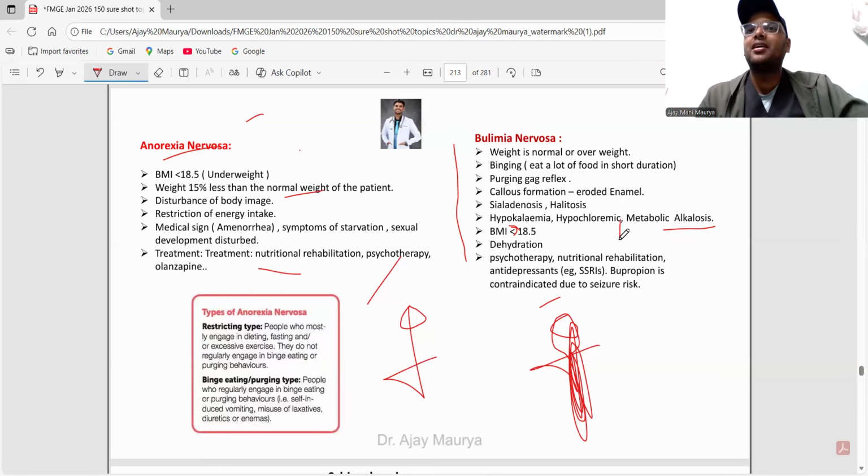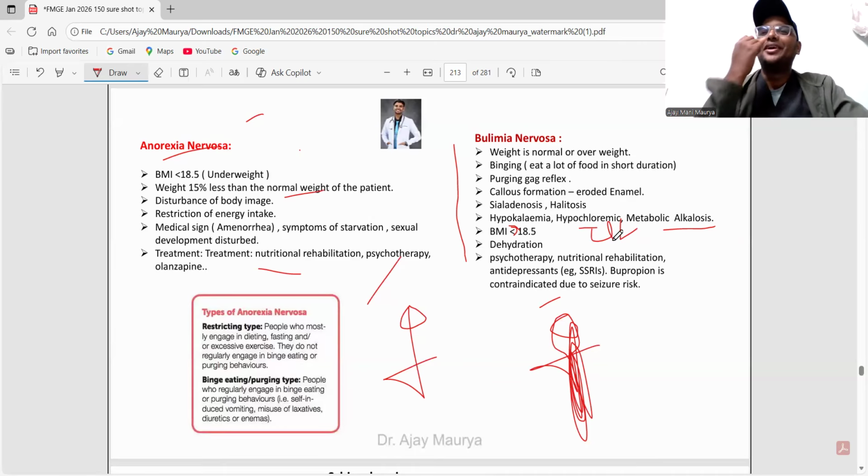This is HCl. Obviously, acid will come down. So there will be low chloride: hypochloremic metabolic alkalosis, and hypokalemia, isn't it?